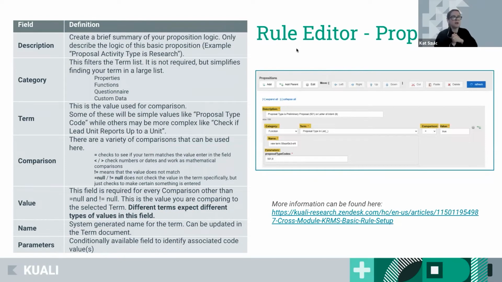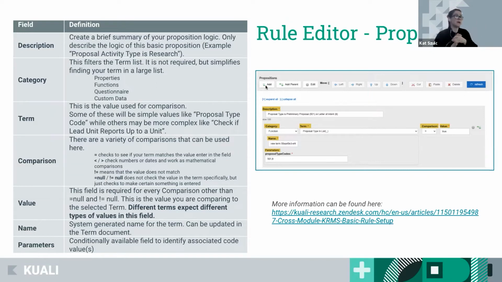And then once you set up your basic rule information, such as the name, the type of rule, and how it should execute, you'll be able to start adding the propositions, which is really the logic for this rule. So when you click on the add button to add a proposition, the system is going to display the following fields.